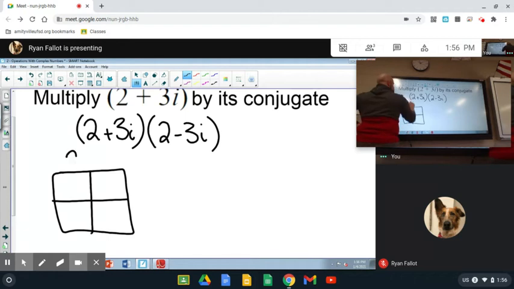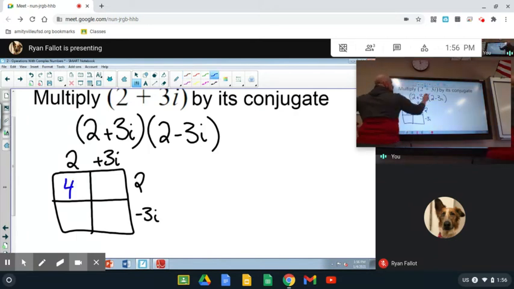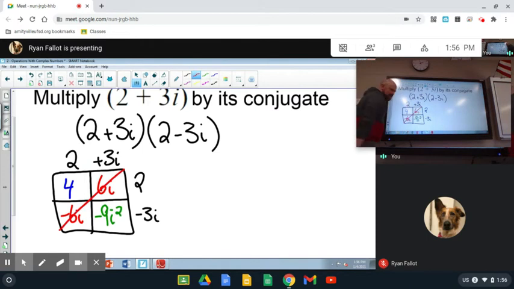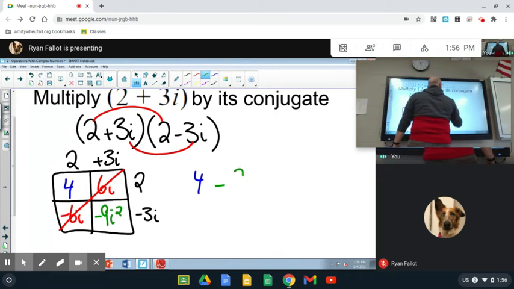Right? We have 2 plus 3i times 2 minus 3i. If we were to go through the whole box method here, 2 times 2 is 4, 3i times 2 is 6i, negative 3i times 2 is negative 6i, and finally at the end, we've got our negative 9i squared. So what's the shortcut? Well, the shortcut is these will always cancel each other out. So you don't have to do the whole box method. You could just do the first times the first and the last times the last. And it's just going to become 4 minus 9i squared.